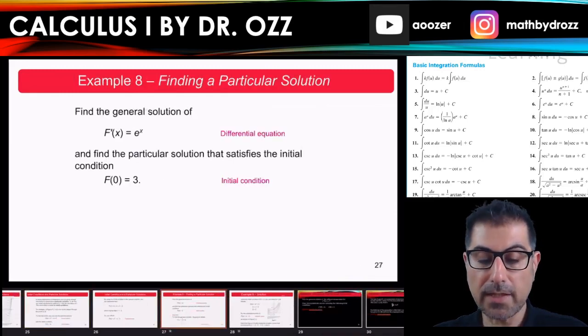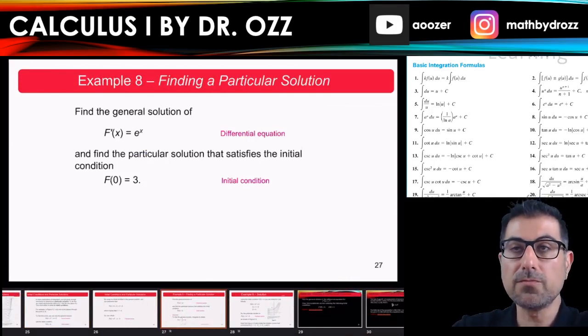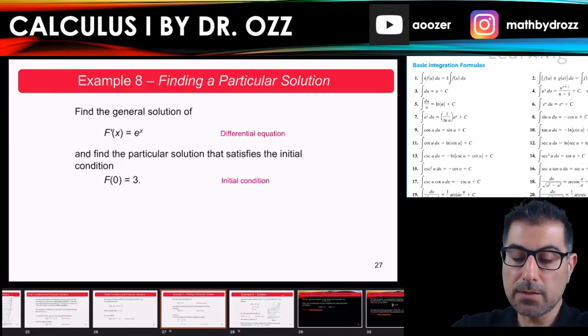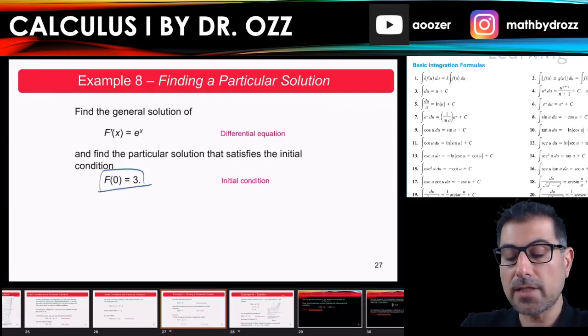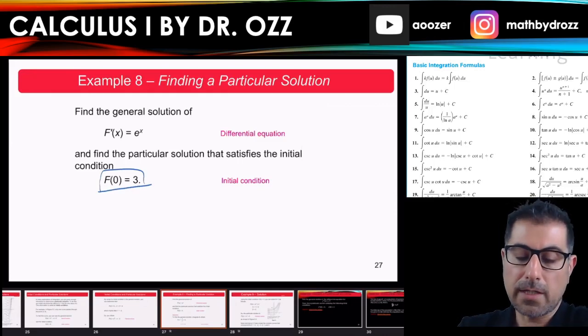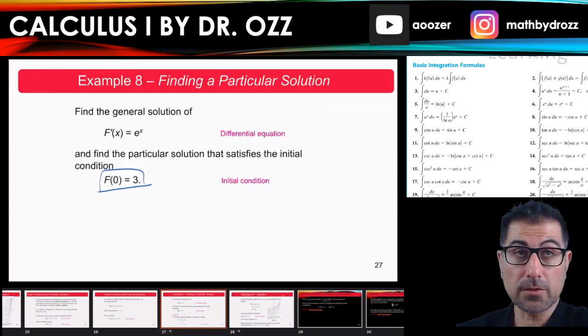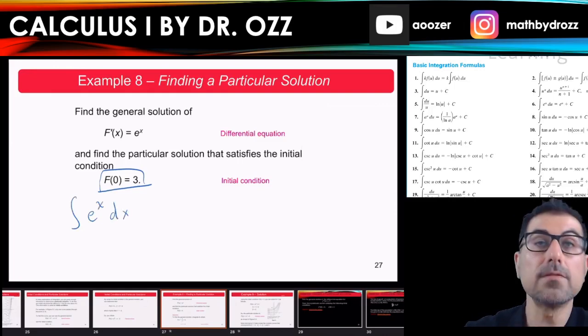And here is another example. Let's say you have a differential equation, capital F prime of x equals e to the x, and you want the particular solution of this differential equation to satisfy the initial condition such that f of 0 is equal to 3. First of all, I want to find the general solution of the differential equation. That means I'm integrating e to the x.